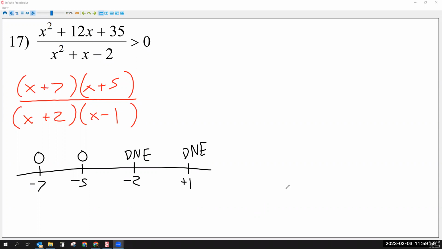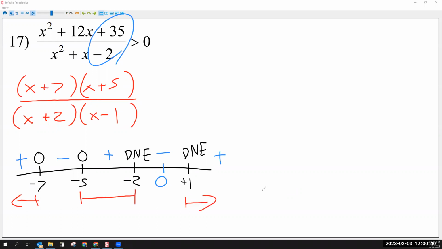Where's 0? I'll plug 0 in. What do I get out? Yep, because a positive divided by negative is negative. And so that's negative, positive, negative, positive, negative, positive. Do I want positives or negatives? Positives. So starting off, what do I got? So that's from here, forever that way, from here to here. All right, so what's my answer going to look like?